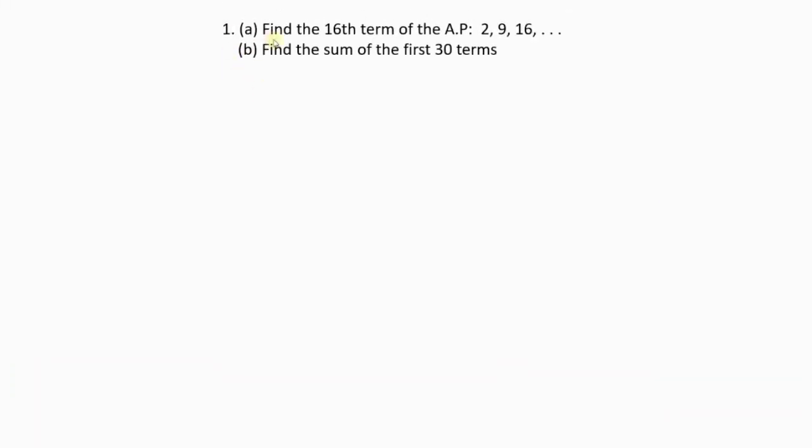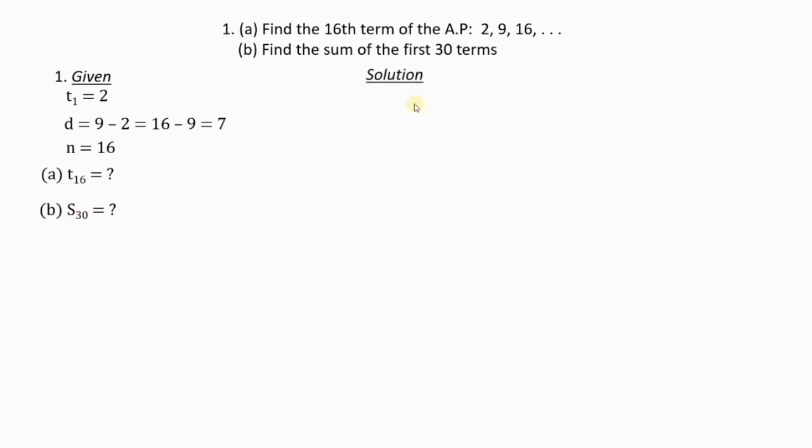So problem 1, find the 16th term of the AP 2, 9, 16. B, find the sum of the first 30 terms. T1, which is 2, D, which is 9 minus 2, or 16 minus 9, which is 7, the common difference, and n is 16 because they're talking about the 16th term. Tn is T16, and we have the sum of the first 30 terms, which is S30.